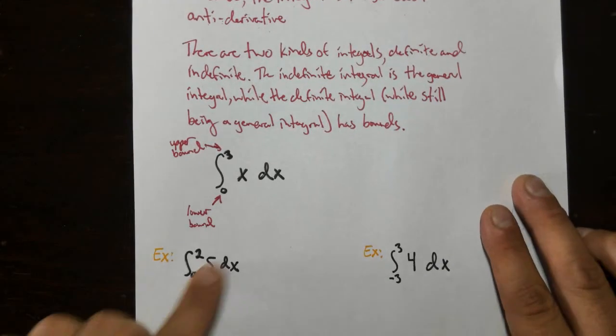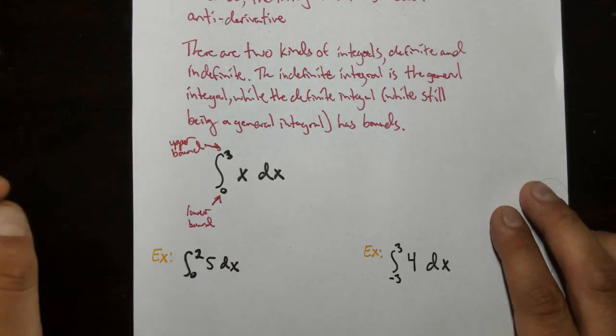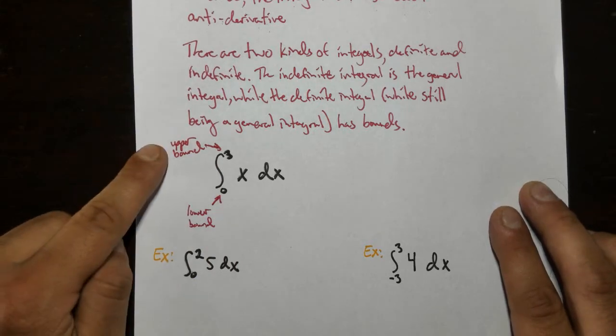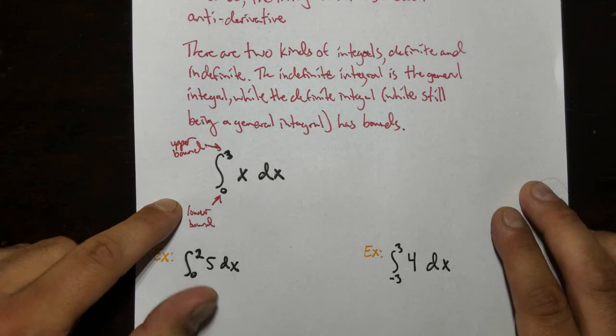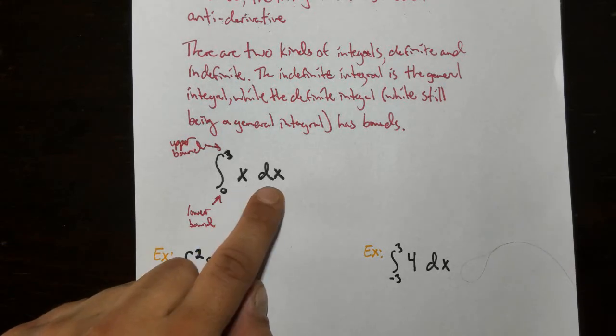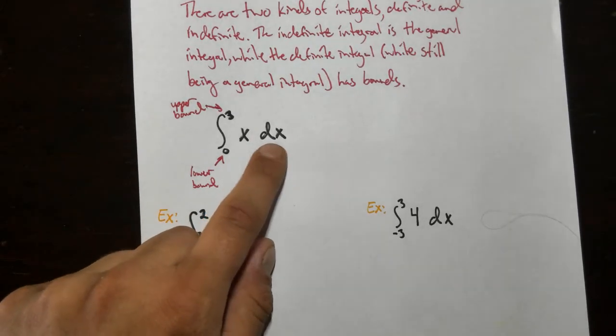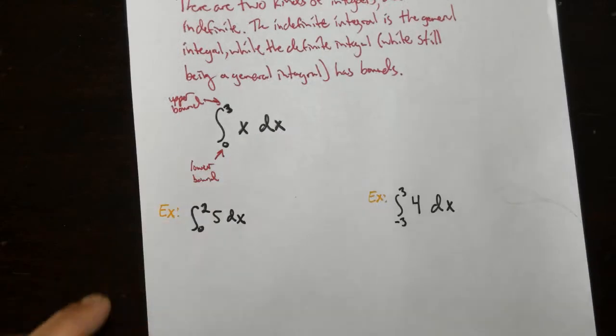So this is what an integral looks like. This big S thing is our integral symbol. And we have an upper bound and we have a lower bound. And then we have our function, our integrand, which is the function that we're integrating. And then we have our dx portion. That goes away. This is the thickness portion that we're talking about.